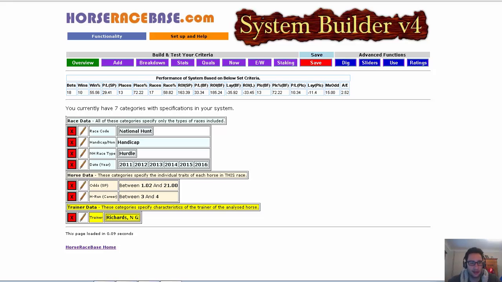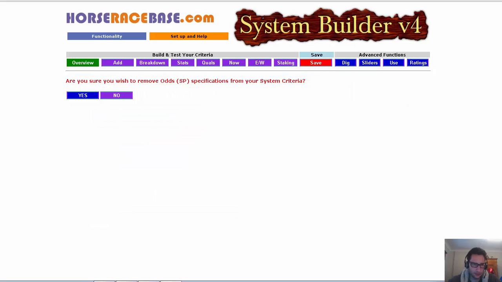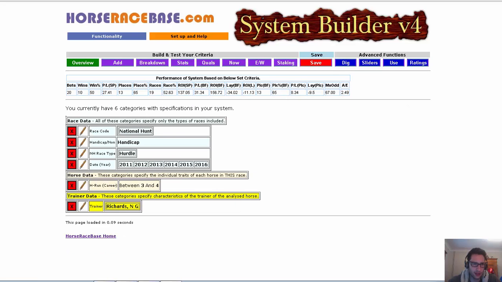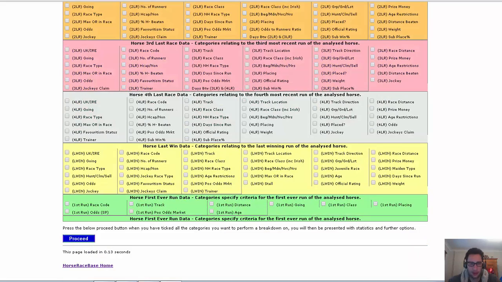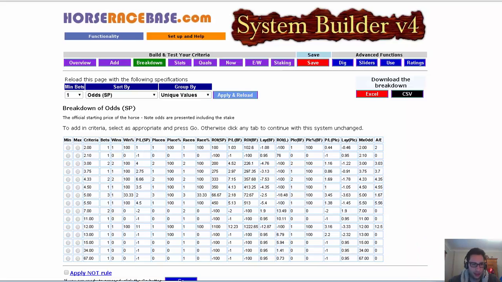National Hunt handicap hurdlers, Nicky Richards, 3 to 4 career runs. I was just going to delete the odds, just to see how many. They're going to be small numbers, aren't they? But just so you can see, 11 to 1 has been the biggest winner, but there's only been 4 qualifiers above, 1 placed at 12. There's a couple there you probably could have just ignored to improve the stats further. They were a really big price.